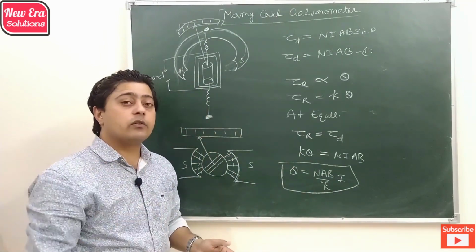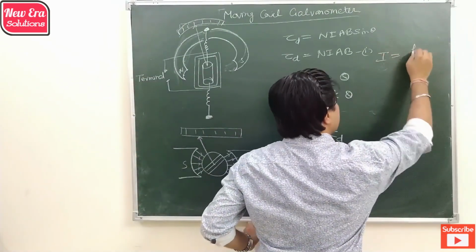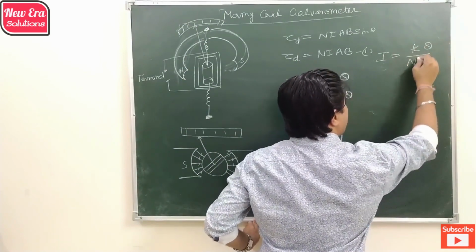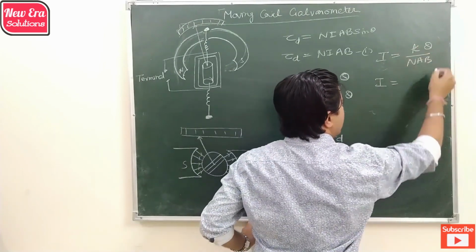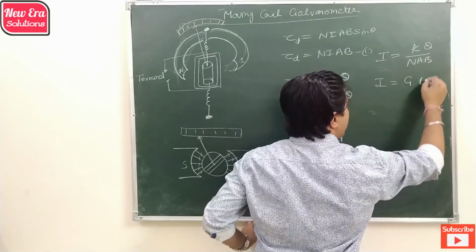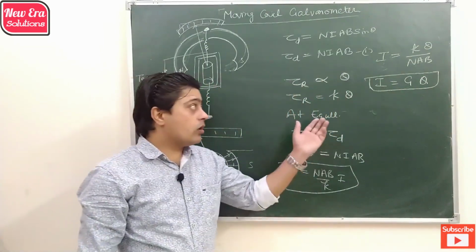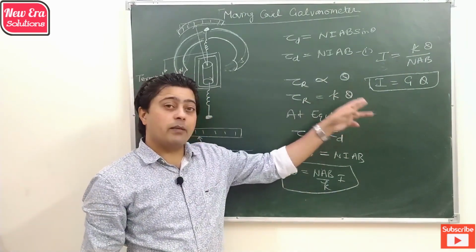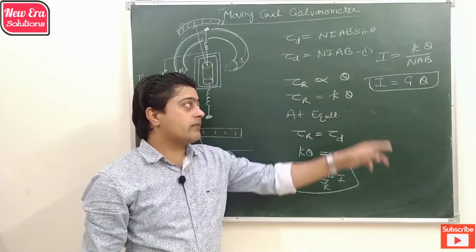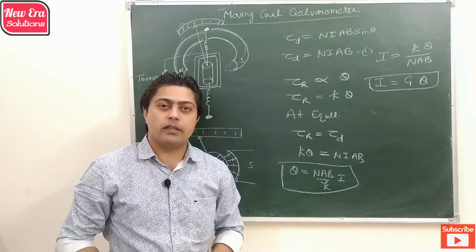Now we are going to measure the current. So the expression of current is K theta upon NAB, and the variable K upon NAB is replaced by G, where G is known as the galvanometer constant or current reducing factor. So the current which you want to measure can be obtained by multiplying the galvanometer constant with the deflection. So in various cases, by finding the deflection shown by the galvanometer, we can find the value of current.